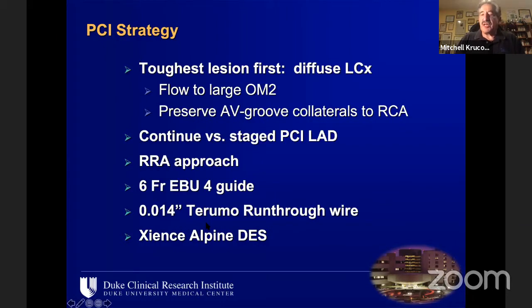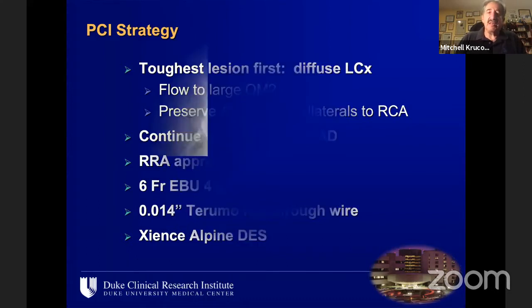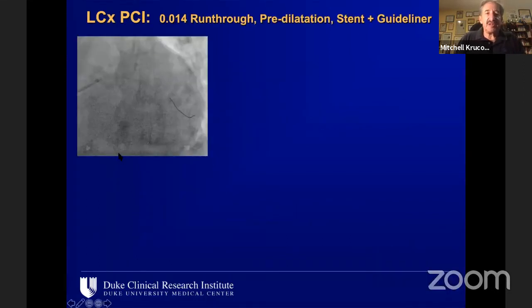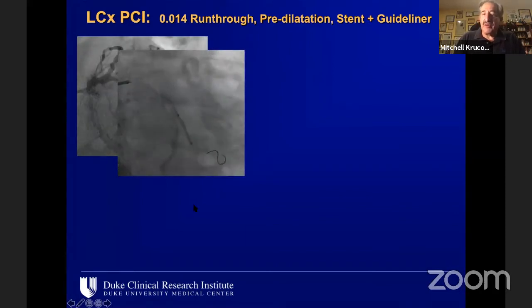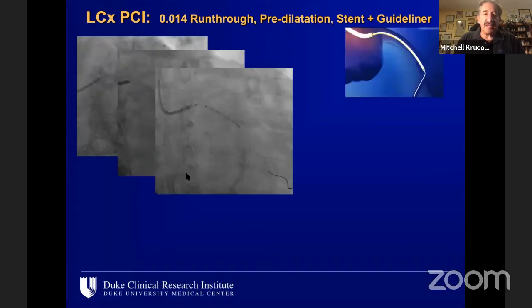We used a 6 French EBU4 guide catheter, a 14,000 Struma run-through wire, and at this time, the state of the art for us was the Xience Alpine drug-eluting stent. This was some years ago. So the run-through, of course, is an end-to-end nitinol-based wire, and was able to fairly easily primarily cross through into the marginal. Dilating with a plain balloon was not complex. There was very good guide support from this EBU4 catheter.